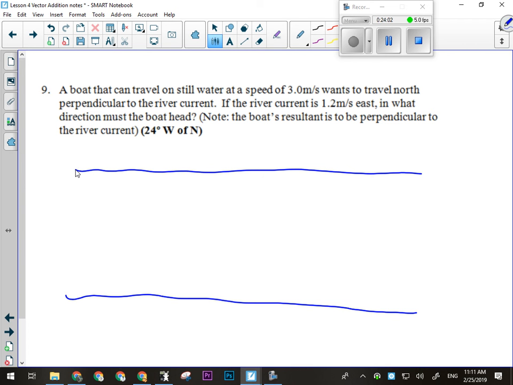So the river current is 1.2 meters per second east. So there's my river current, 1.2 meters per second, it's going east. I want to end up going straight across the river. So here's my resultant. I don't know what it is, but that's what I want to end up doing. I know that I can row at 3 meters per second, but I'm going to have to row into the current in order to make that happen. So they want to know, in what direction do I need to head the boat? In what direction do I need to row in order to end up going straight across?